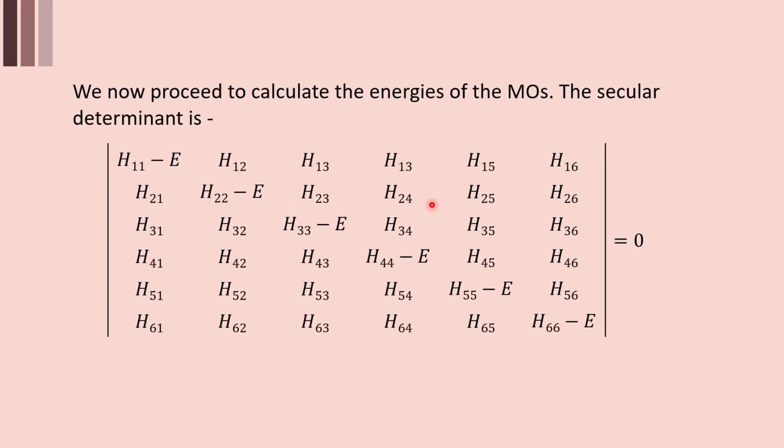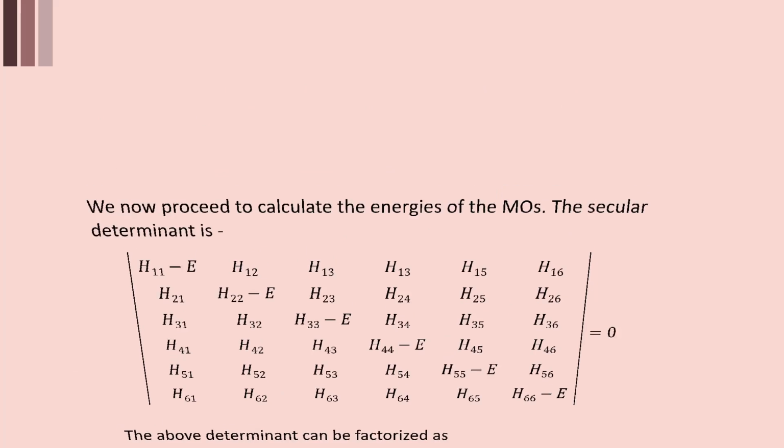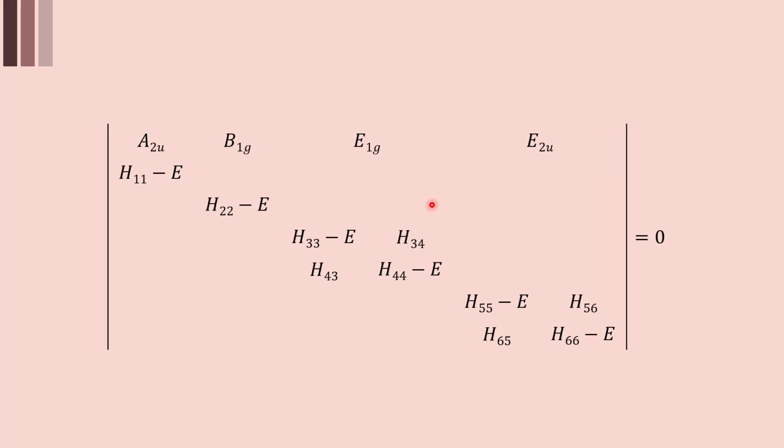As far as the solution is concerned, we now know that it contains A, B, E1, and E2. So A2u plus B1g plus E1g and E2u and all. That means you have one-dimensional and two-dimensional blocks, and the factorization should be seen, and therefore our equation drops out something like this. For A2u, you have H11 minus E. For B1g, H22 minus E. And for E1g, it's a 2 by 2 determinant.